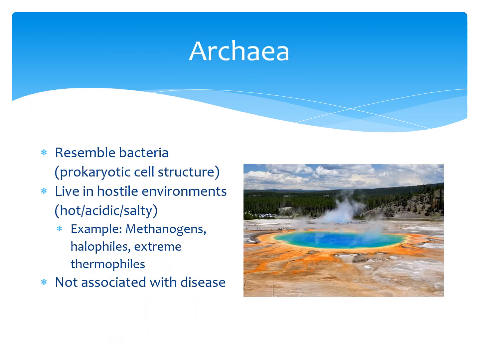Our next organism is going to be archaea. Archaea are going to resemble bacteria and have a prokaryote-like cell structure. They can live in hostile environments that are particularly hot or acidic or possibly salty. We call these organisms extremophiles, depending on where they are. You can also have methanogens, halophiles, extreme thermophiles. It just depends on what we're talking about, but we will talk about some of those terms later too.